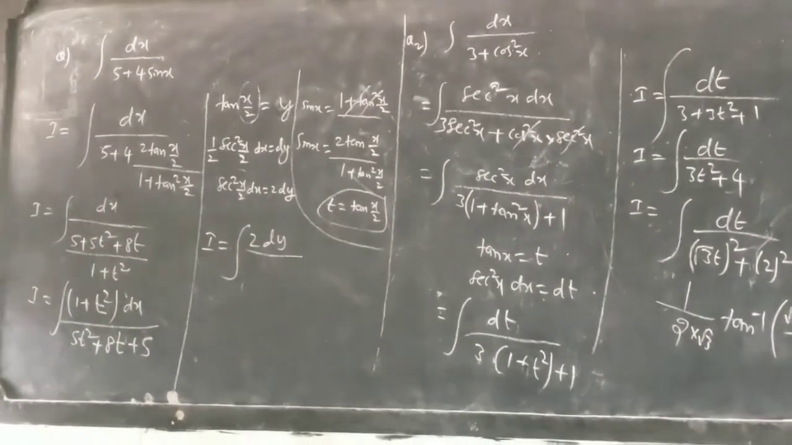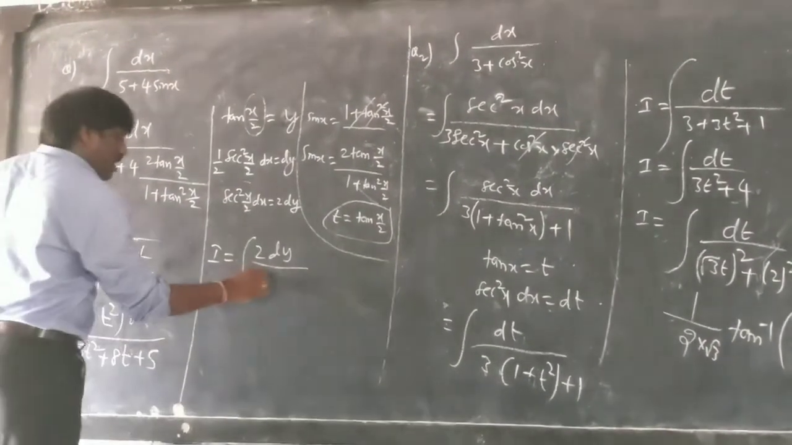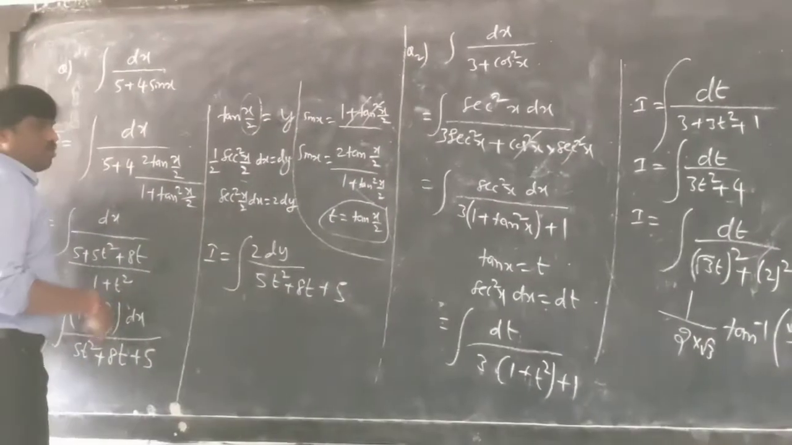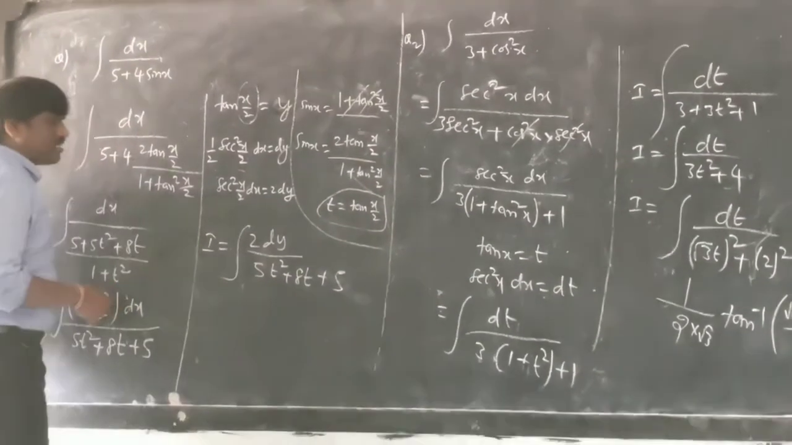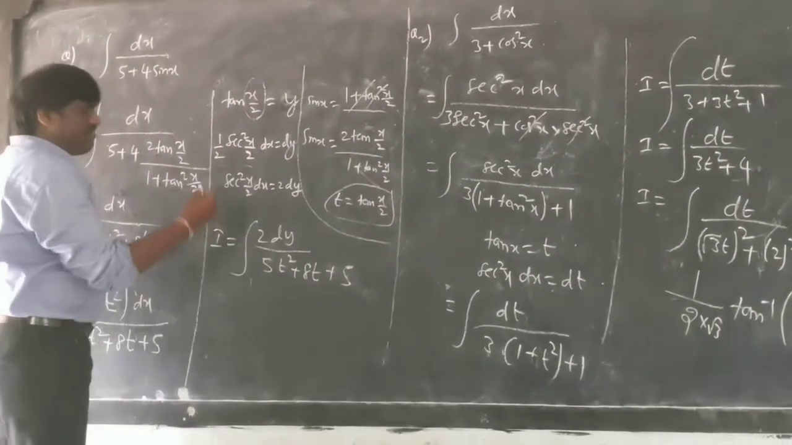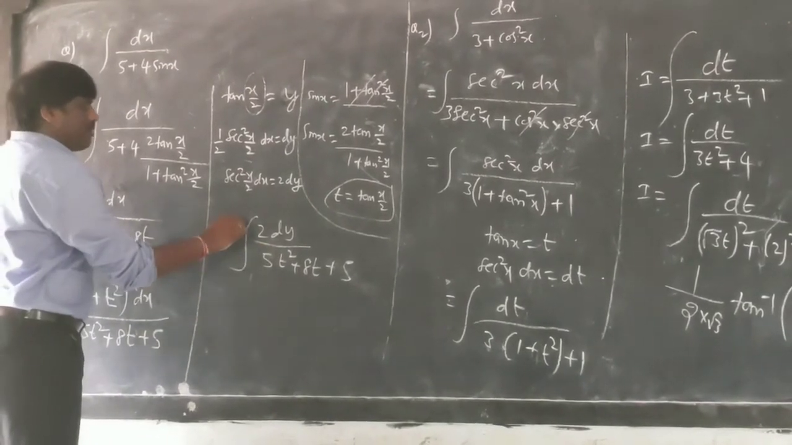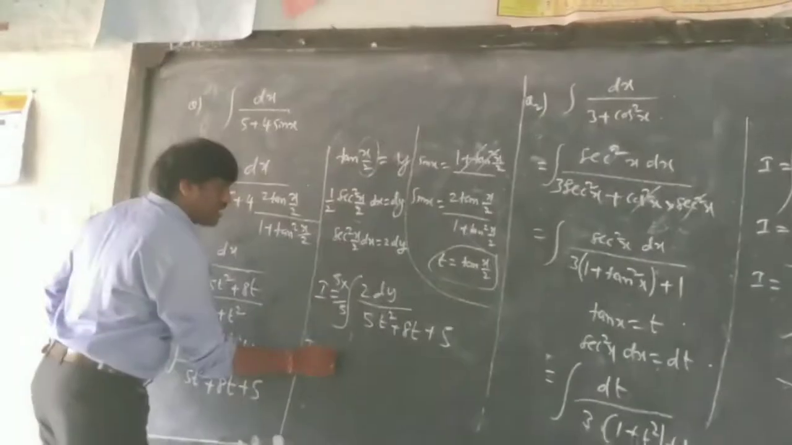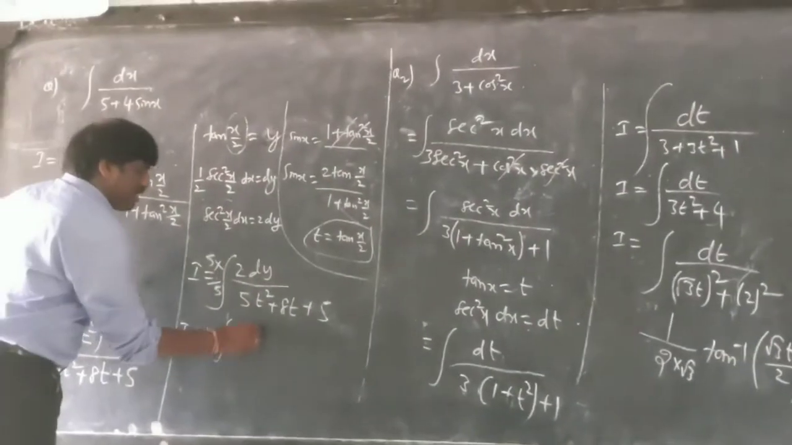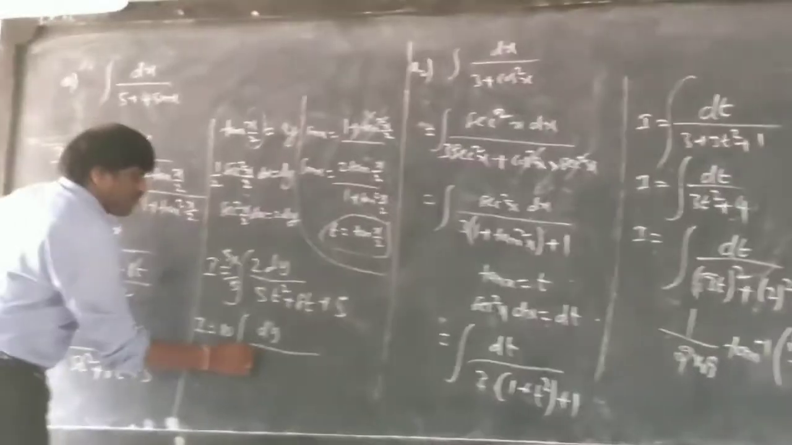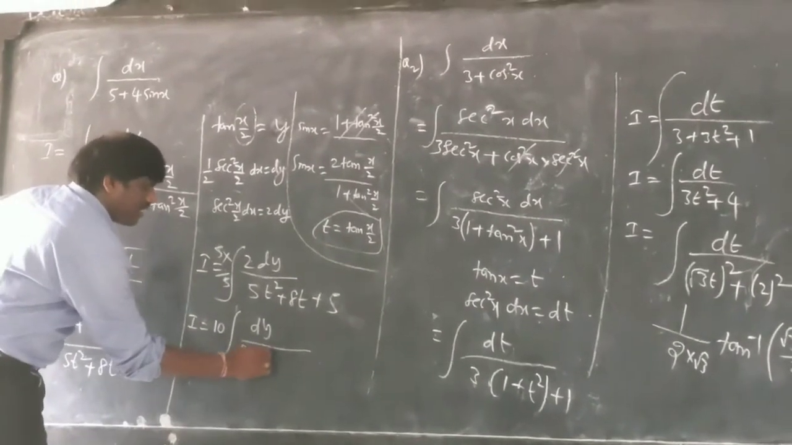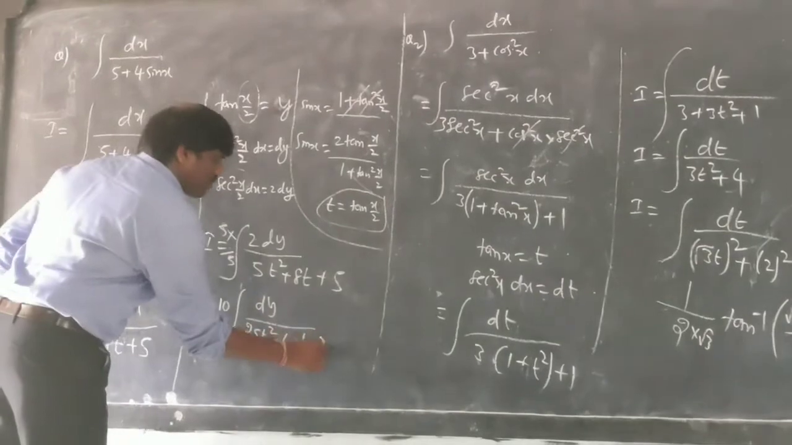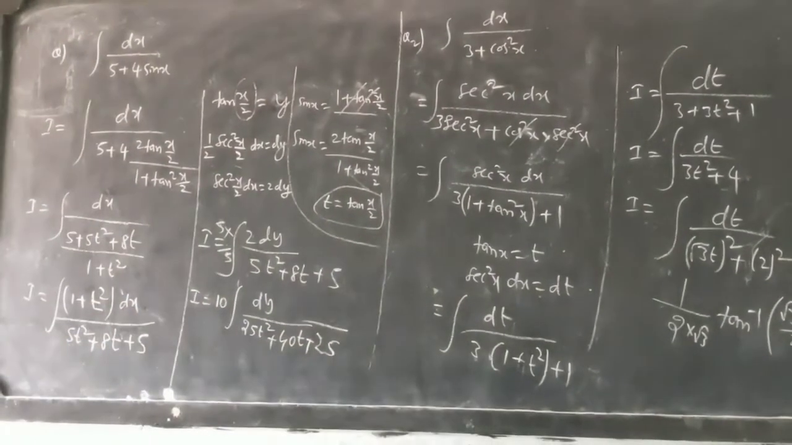you have 5t square plus 8t plus 5. I need to integrate this one. To integrate this, we multiply with 5 to get 25 as a square. So I multiply by 5 and divide by 5. Here I is equal to 5 2s are 10, divided by dy upon, if I multiply with 5, 5 5s are 25t square plus 5 8s are 40t plus 5 5s are 25. Did you get this one?